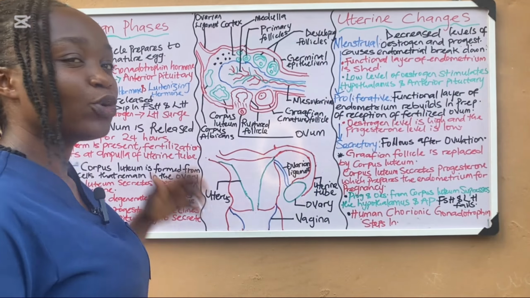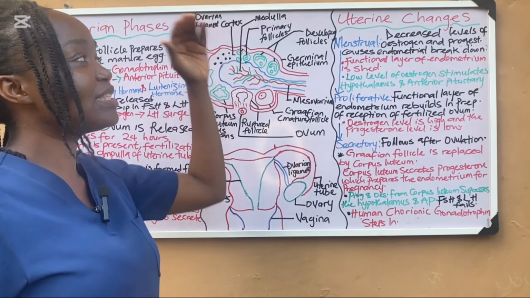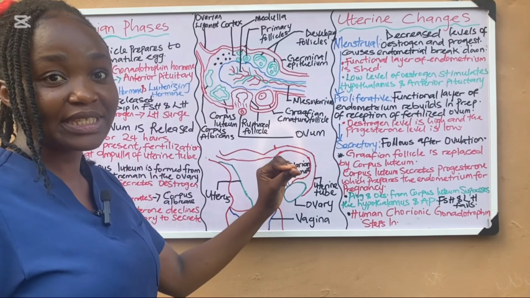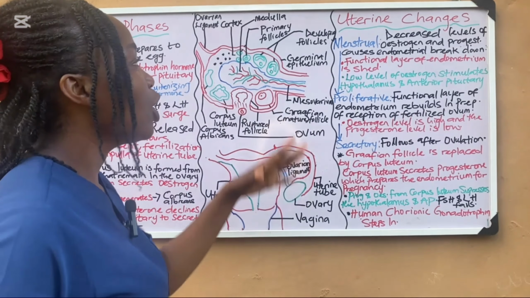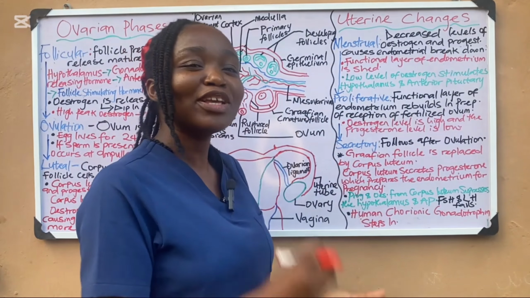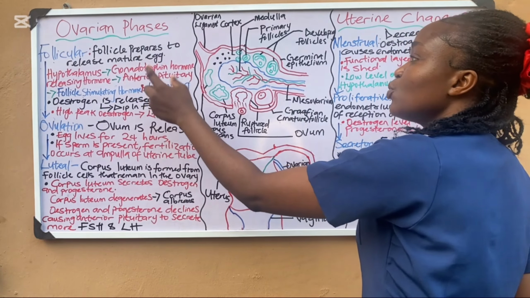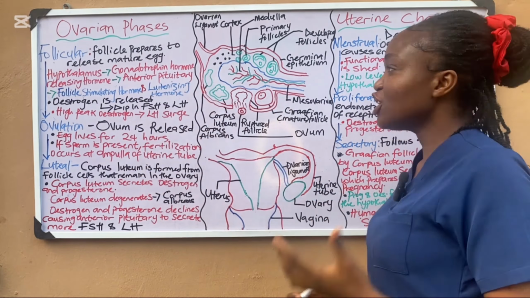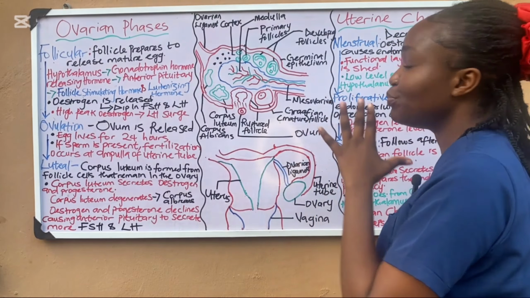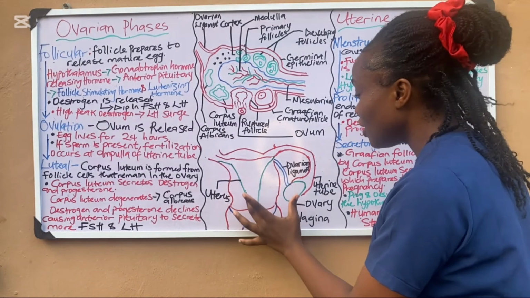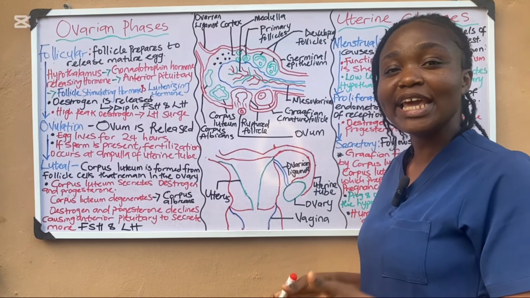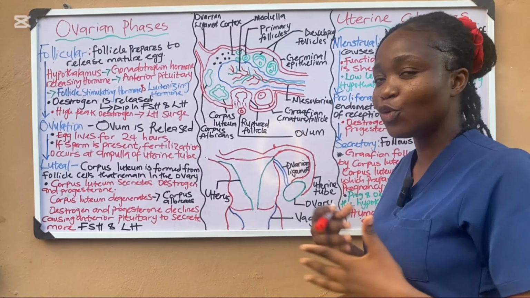And just like I said before, the follicular phase would overlap with the menstrual phase and the proliferative phase. Now let's look at how that happens. The menstrual phase is simply the shedding of the endometrium. After the follicle was released at the follicular phase, estrogen would help to begin the build up of the endometrial layer, particularly the functional layer of the endometrium, in preparation for a pregnancy.